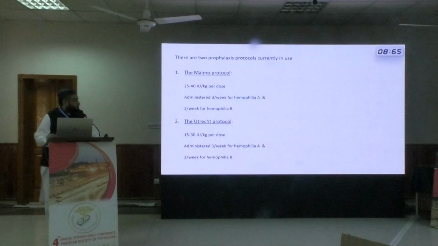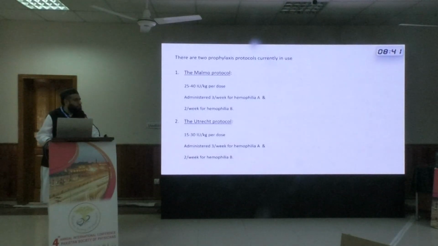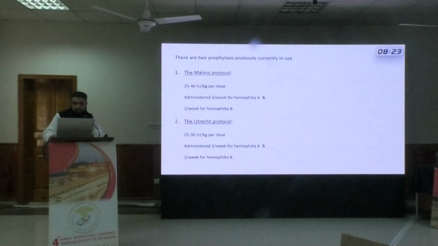Two different protocols mostly used are the Malmö protocol, which includes 25 to 40 international units per kg of factor 8 administered 3 times a week for hemophilia A and 2 times per week for hemophilia B. Another is the Utrecht protocol, which includes 15 to 30 international units given 3 times per week in hemophilia A and 2 times per week in hemophilia B.